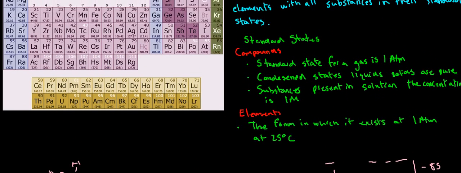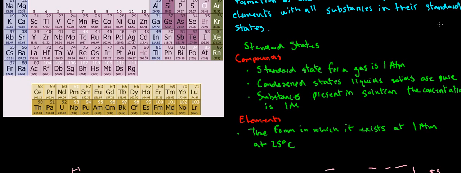So they've defined this standard to be this. It's the state of compounds at 25 degrees Celsius and at 1 atmosphere. And there are a few other things for compounds. So here, standard gas state, 1 atmosphere. Okay, we already know that. Condensed states, liquids, and solids are pure. They don't have anything else in them.